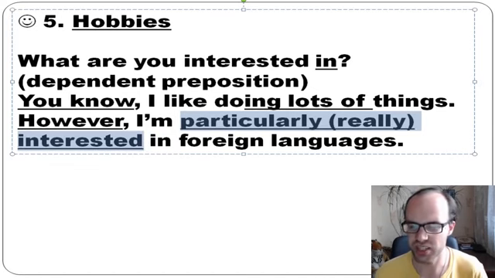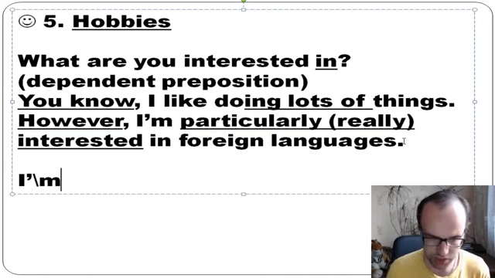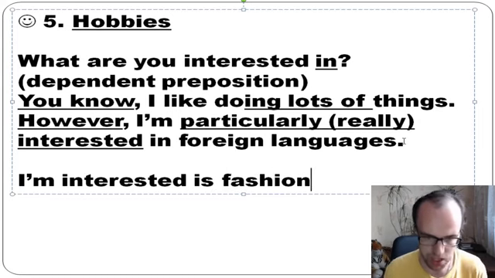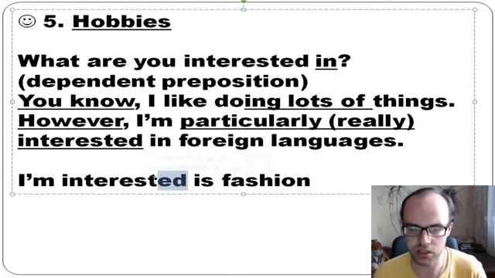And I think it's a good idea if you make your speech richer with these wonderful phrases, or with amazing phrases, okay? I'm particularly interested, or I particularly like it, okay? So I'm particularly interested, we say I'm interested in something. For example, I'm interested in what? In fashion. Or I'm particularly interested, I'm really interested in fashion. I'm particularly interested in foreign languages.